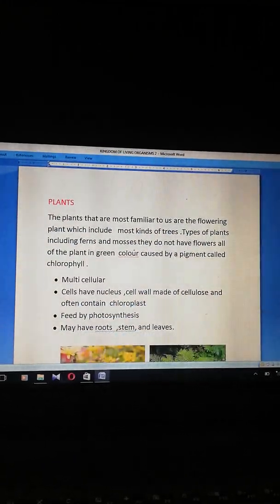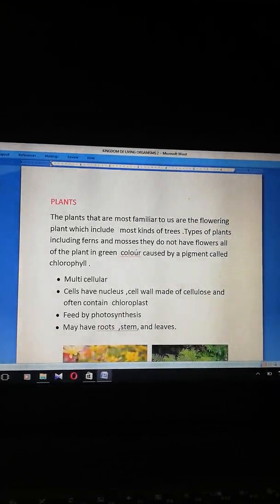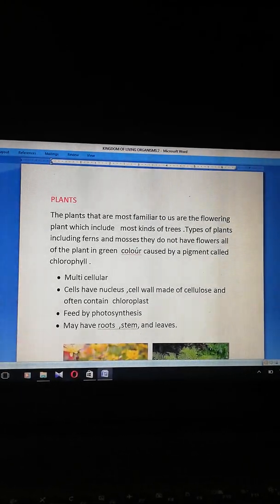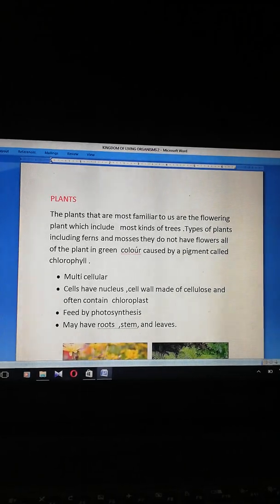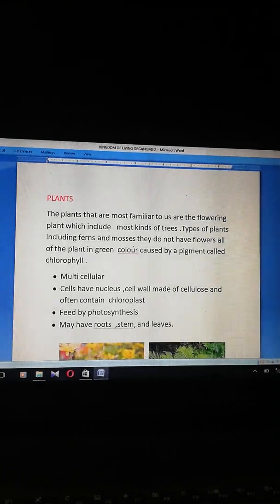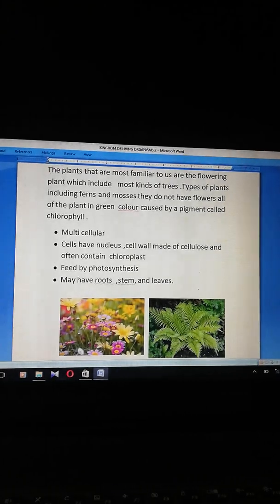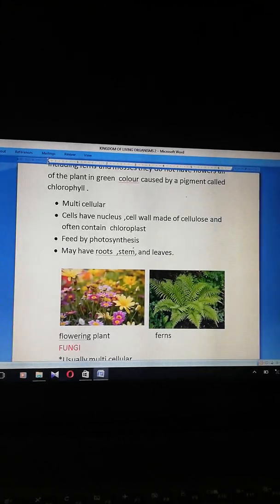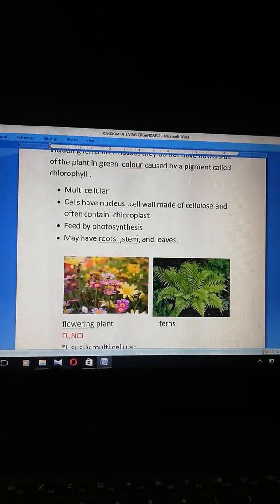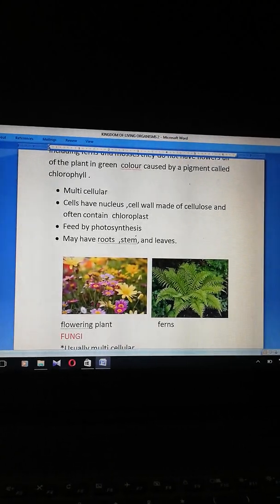Plants. The plants that are most familiar to us are the flowering plants, which include most kinds of trees. Other types of plants, including ferns and mosses, do not have flowers. All the plants are green in color, caused by a pigment called chlorophyll. Plants are multicellular. The cells have a nucleus. The cell wall is made up of cellulose and often contains chloroplast. They feed by photosynthesis and may have roots, stem and leaves.